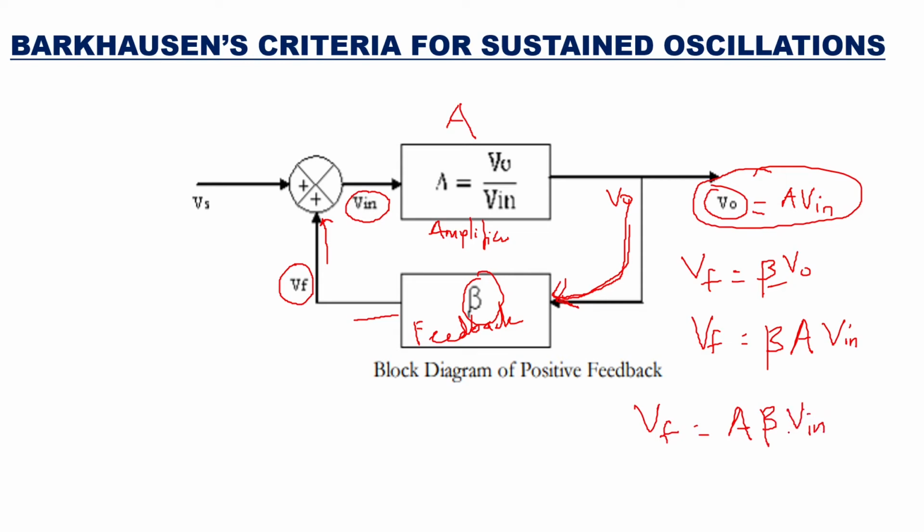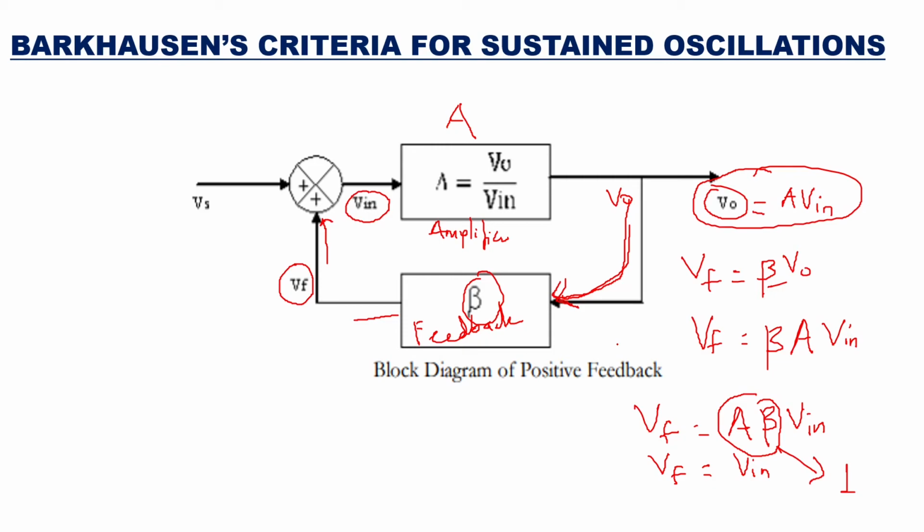Now, if you want VF, that is the feedback voltage, to be equal to V in, then this factor should be equal to 1. That means the gain of the amplifier multiplied by the beta factor of the feedback network, that product should be equal to 1. This is the first condition to get sustained oscillations.